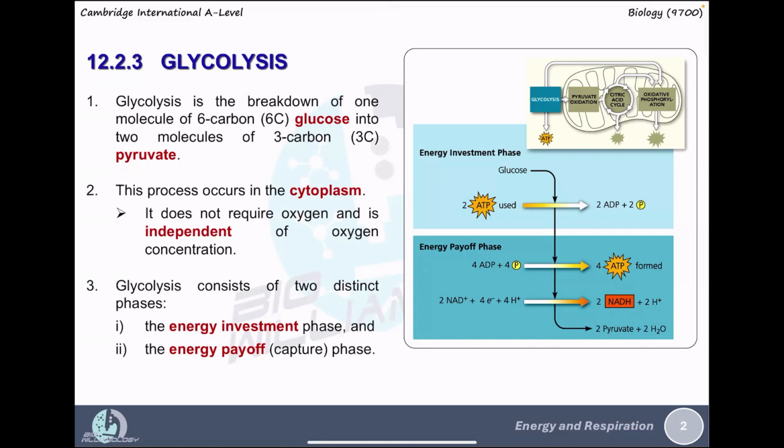So for a glucose molecule, we spend 2 ATP during the energy investment phase, and at the end of the process, we harvest 4 ATP molecules. Therefore, there is a net gain of 2 ATP molecules per glucose molecule. Glycolysis involves oxidation and reduction reactions.